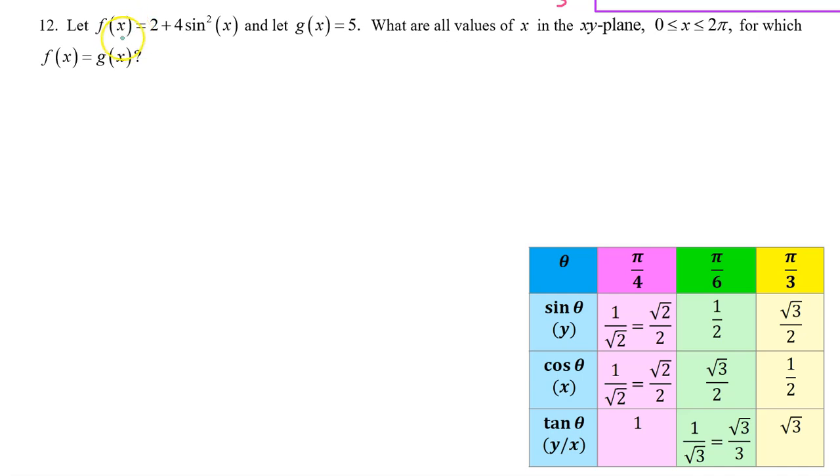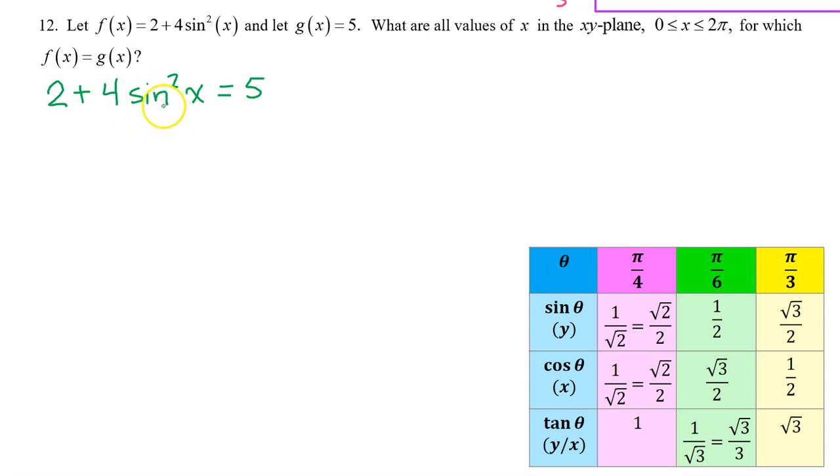Number 12. Let f of x equal 2 plus 4 sine squared x, and let g of x equal 5. What are all values of x in the xy plane between 0 and 2 pi for which f of x is equal to g of x? Let's set f of x equal to g of x and solve.